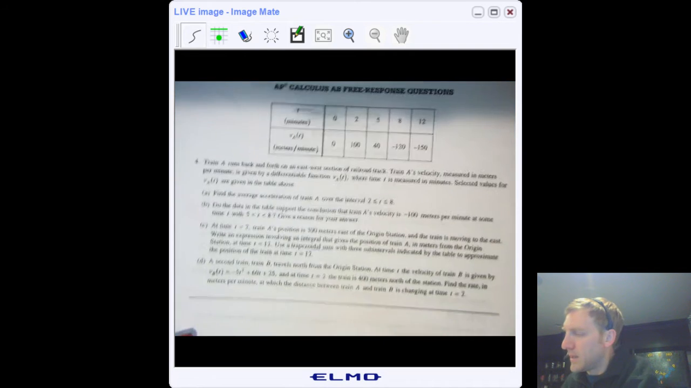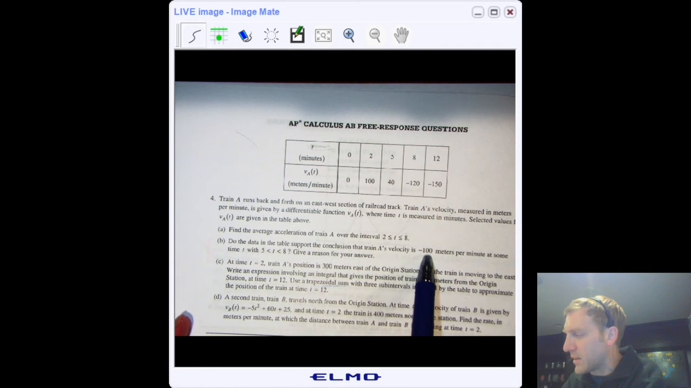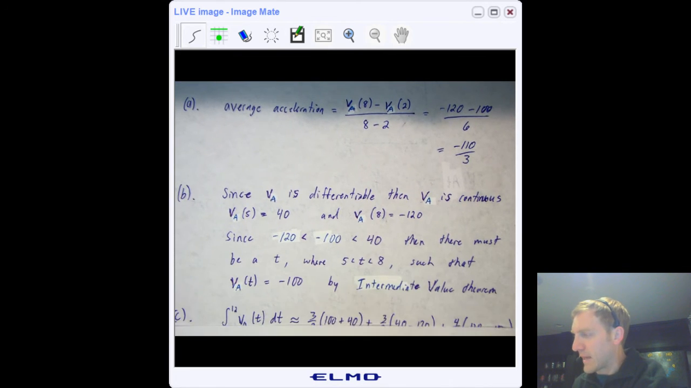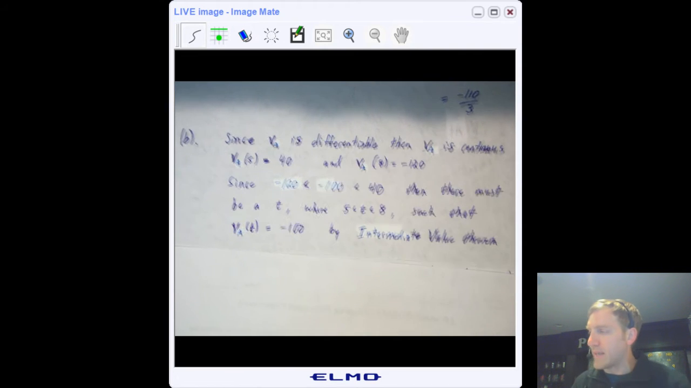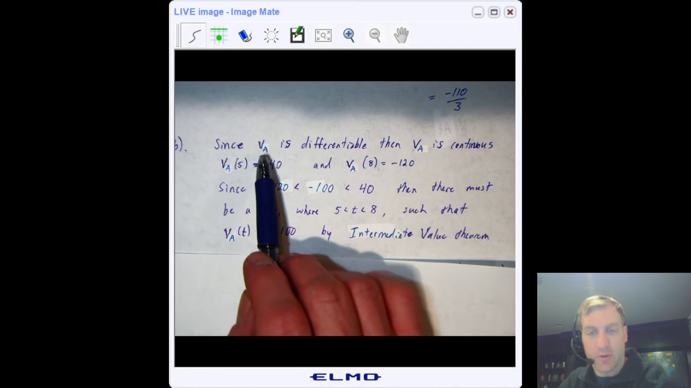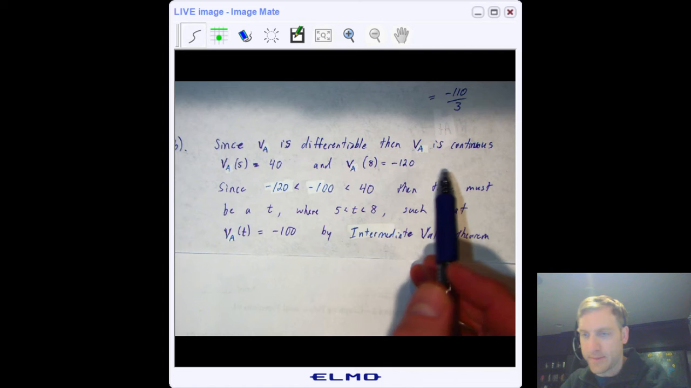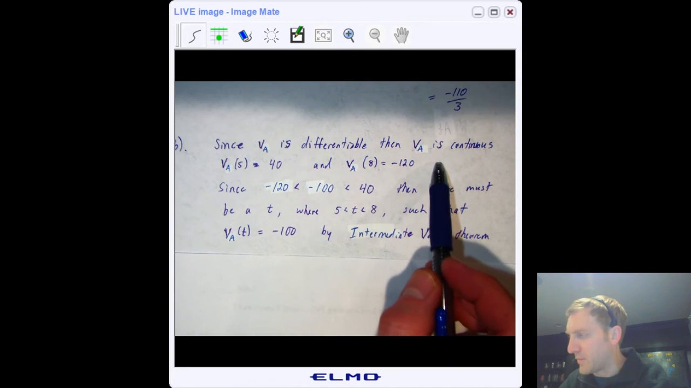Part B, does the data support the conclusion that the train A's velocity is -100 somewhere between 5 and 8? As I mentioned before, that's an existence theorem. In this case, the intermediate value theorem. So first thing, you must say that v is continuous. How do I know it's continuous? Because it tells you in the problem v is differentiable. You have to say that. You have to get both points. Since velocity is differentiable, then it must be continuous.